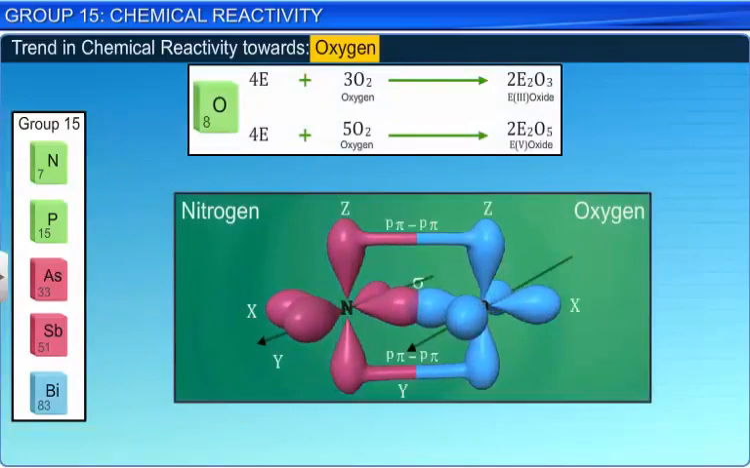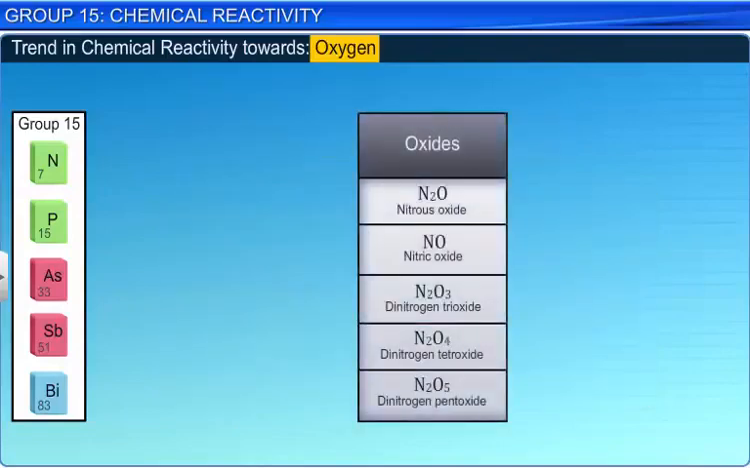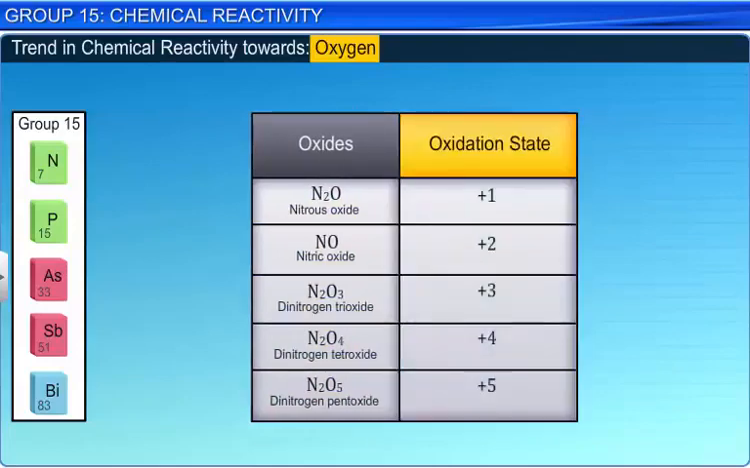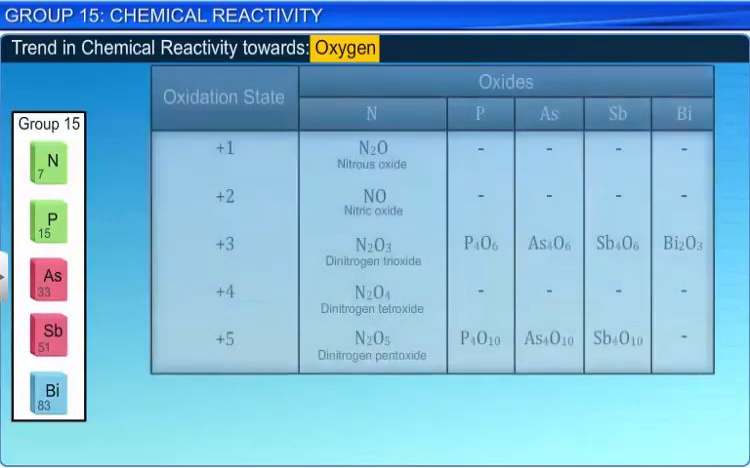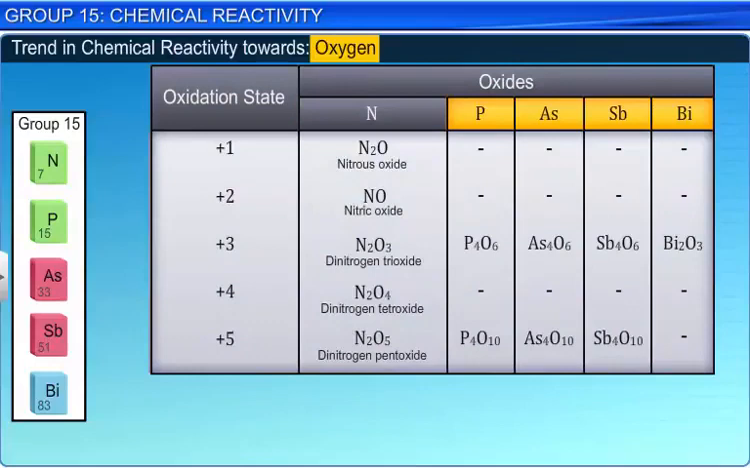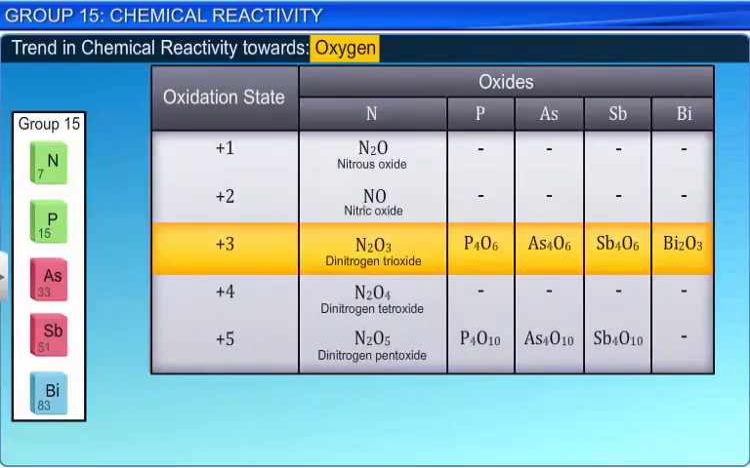As a consequence, nitrogen forms a wide range of oxides. Nitrogen forms 5 stable oxides, as shown here, exhibiting oxidation states ranging from +1 to +5, while the other elements form oxides only in +3 and +5 oxidation states. Bismuth can't form oxides in +5 oxidation state because of the inert pair effect.